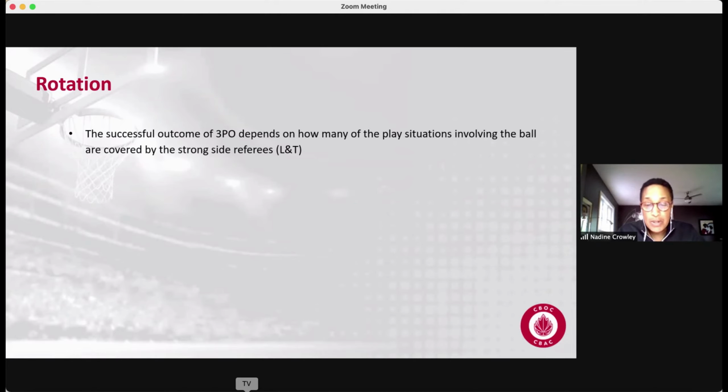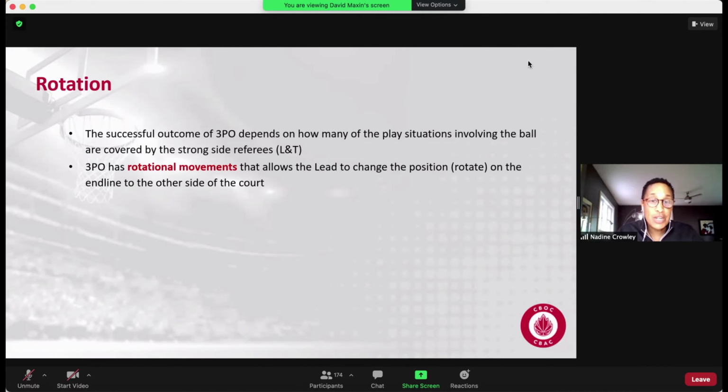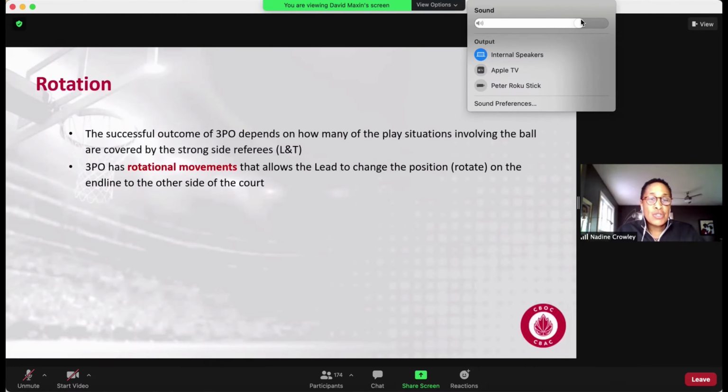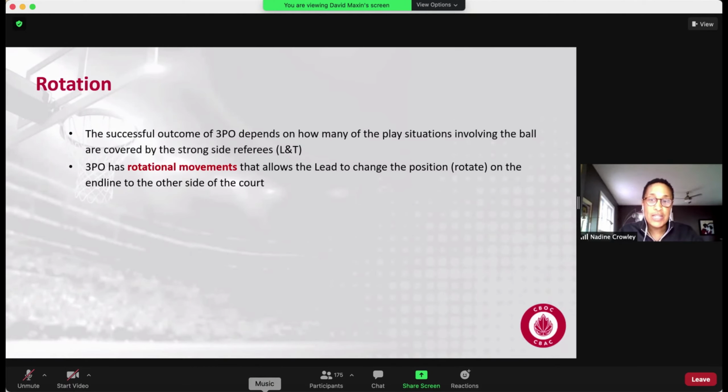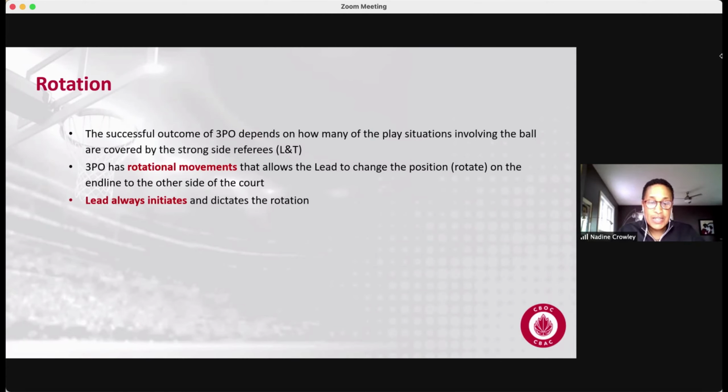plays involving the ball are to be covered by the strong side officials, which are the lead and trail. So 3PO has certain rotational movements that allow the lead to change positions or to rotate along the end line or baseline to the other side of the court. For that reason, the rotation is defined as a situation when the movement or location of the ball causes the lead to always initiate and dictate the rotation and initiate the change of positioning.